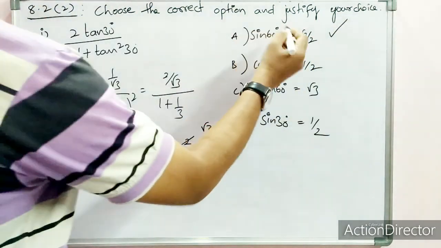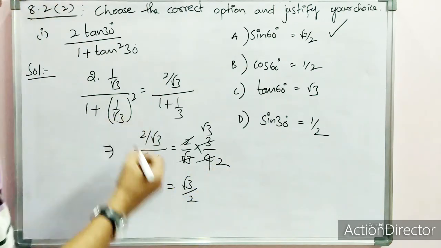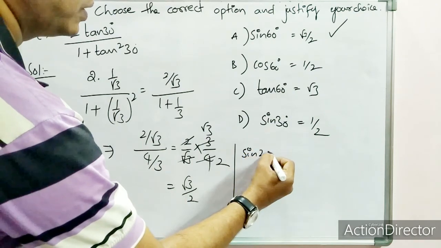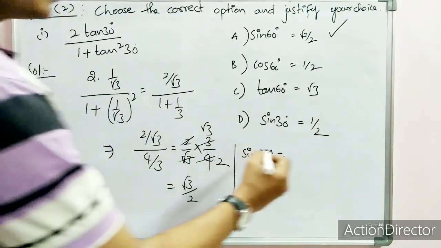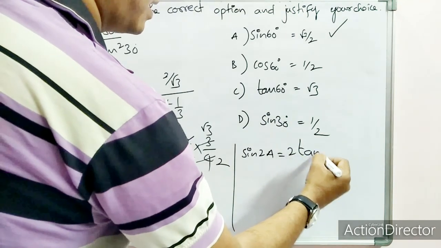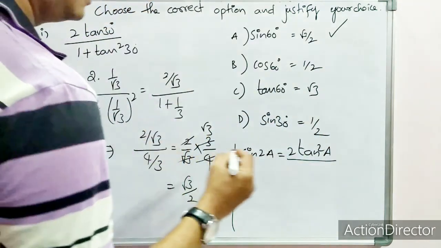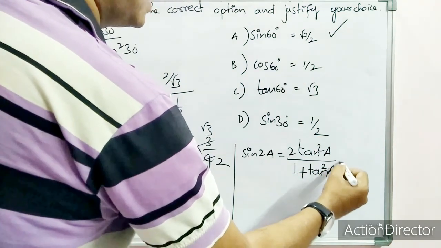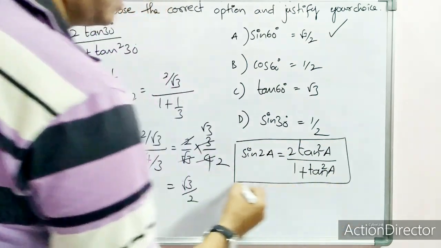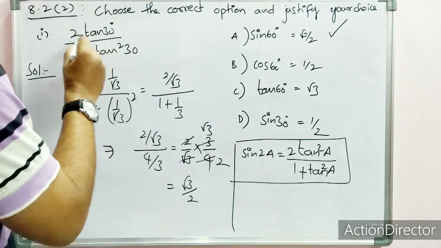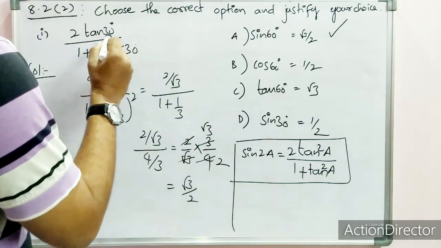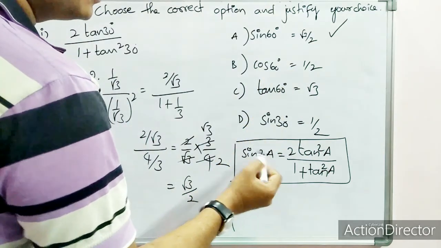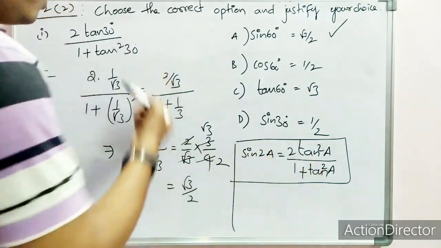Now we can write that is sin 60. So we have a formula that is sin 2A is equal to 2 tan A by 1 plus tan square A. So this is one of the formulas here. Instead of 30, if I take A, the formula will become here sin 60. Sin 60 is sin 2 into 30. So I can write this formula from this given question.